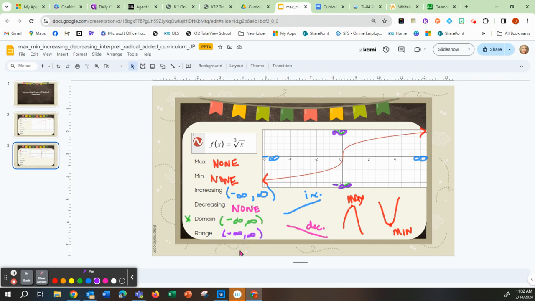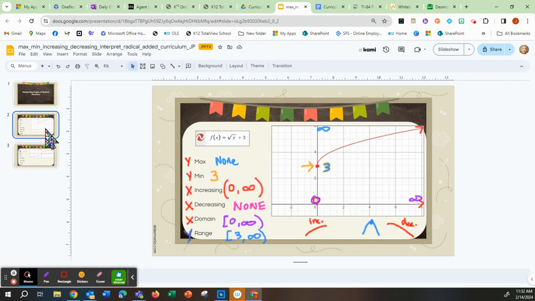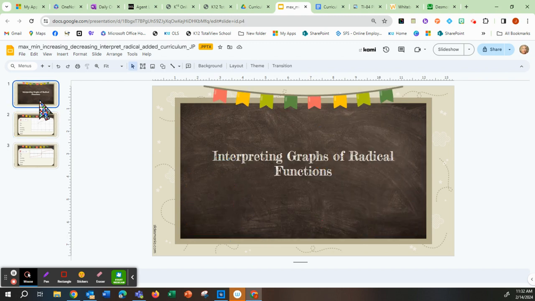So, interpreting radical functions. Remember, all radicals don't look the same. This is an example of a cube root of x. This is an example of a square root of x. Always look at the left end and the right end. Always look for max, mins, increasing, decreasing, and throw in x for domains, y for ranges. This is a lesson on interpreting graphs of radical functions.